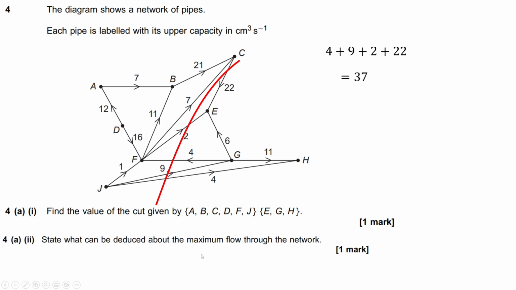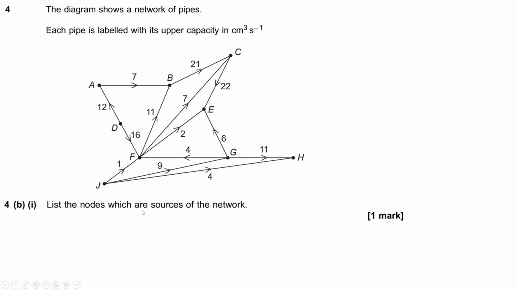And then it says, what does this actually mean? Well, it just means that the maximum flow of the network is either 37 units or less, centimeters cubed per second, apparently. So it's always that much or less. There could be a lower cut. Remember, the minimum cut gives you the maximum flow. So there could be a lower cut, but they've not asked us to check. So either this is the minimum cut or there is one less than it.